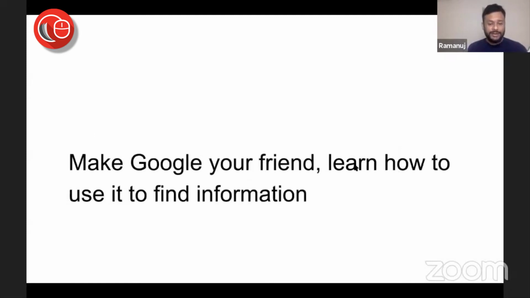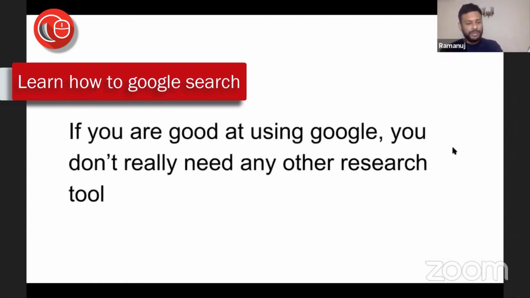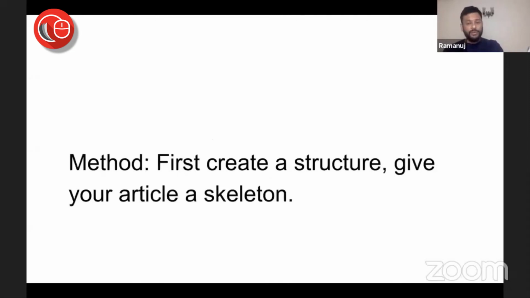Make Google your friend. Learn how to use it to find information. You need to be very good at Google search. If you're good at using Google, you don't really need any other research tool. You don't need Manupatra. You don't need Westlaw. Nothing, if you're good at using Google. You can do more with Google than you can do with Westlaw.